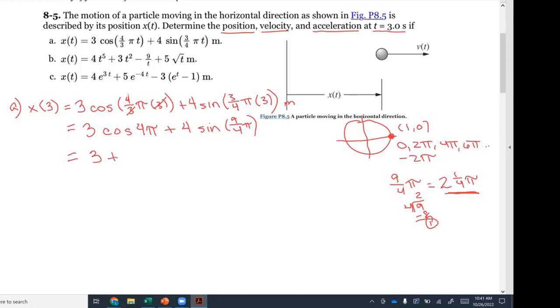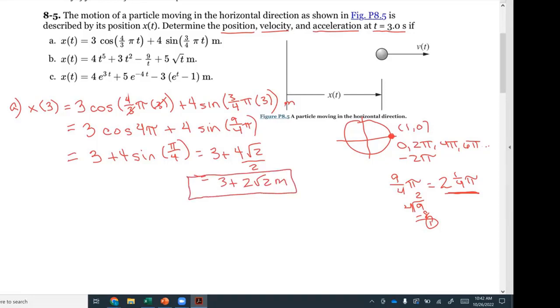Here, I'll write it here. 4 times the sine of pi over 4, which is coterminal with 2 1/4 pi. This gives me 3 plus 4 times the square root of 2 over 2, which is equal to 3 plus 2 times the square root of 2 meters. So that's my position.